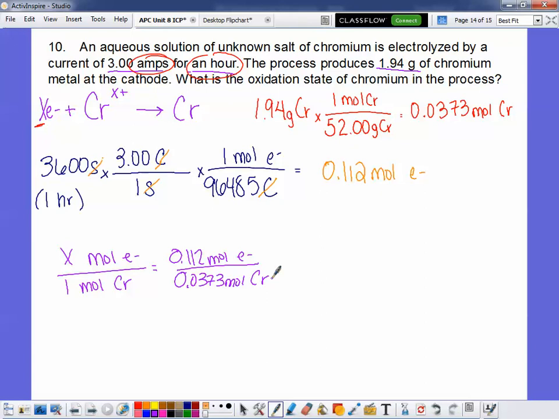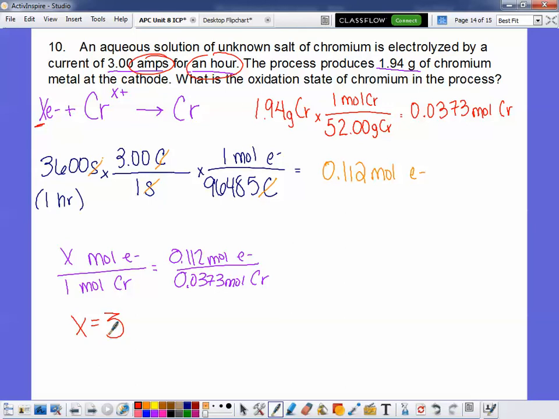So now how do you solve for X? Cross multiply and divide, right? Couldn't you just divide because you have 1 here? Work smarter, not harder, right? So what do you get as X? X is 3.